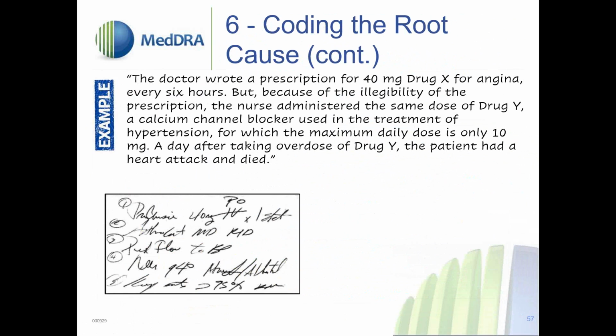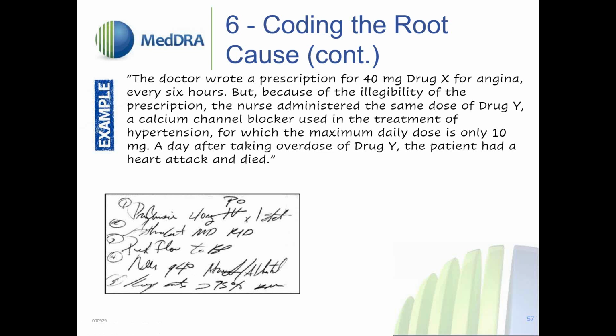The next example describes such a case. A doctor wrote a prescription for 40 milligrams of drug X for angina every 6 hours. But because of the illegibility of the prescription, the nurse administered the same dose of drug Y, a calcium channel blocker used in the treatment of hypertension, for which the maximum daily dose is only 10 milligrams. So because of the error made, the patient received 160 milligrams of this calcium channel blocker per day, 4 times 40 milligrams. And remember, the maximum daily dose is only 10 milligrams.